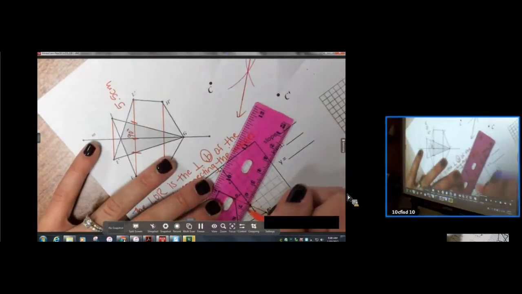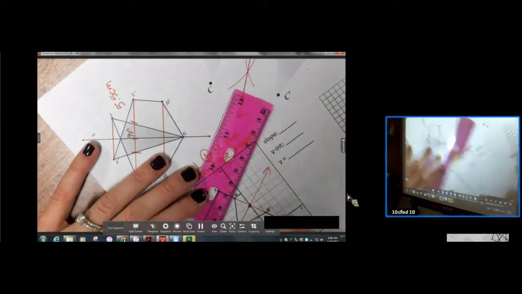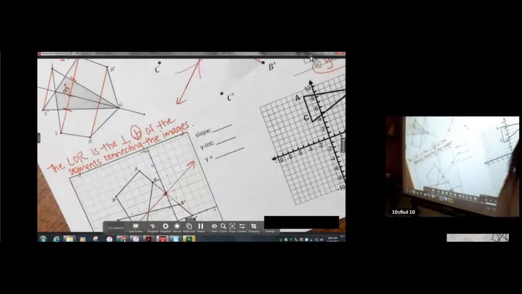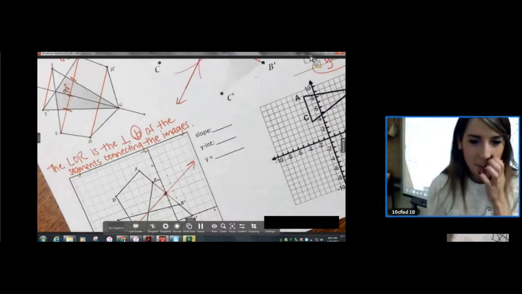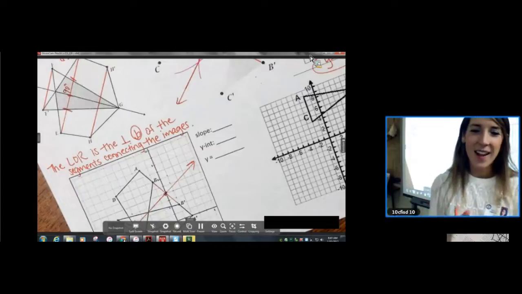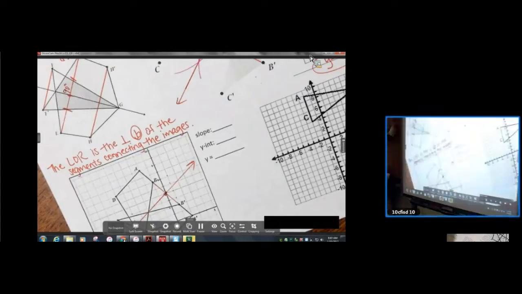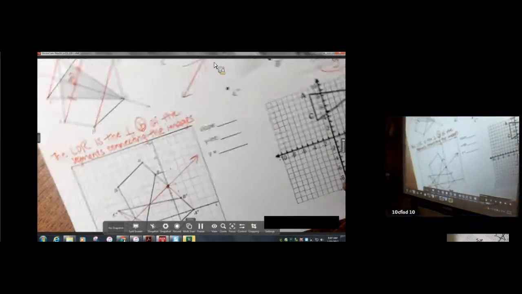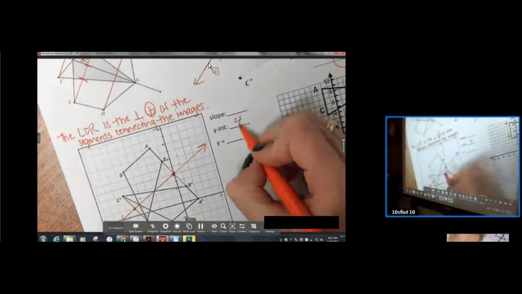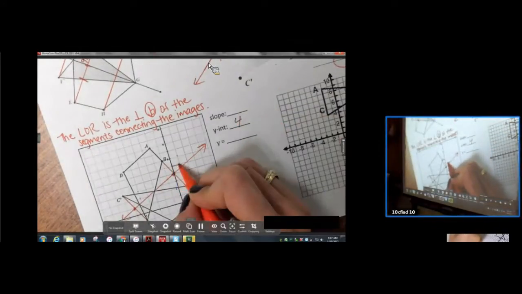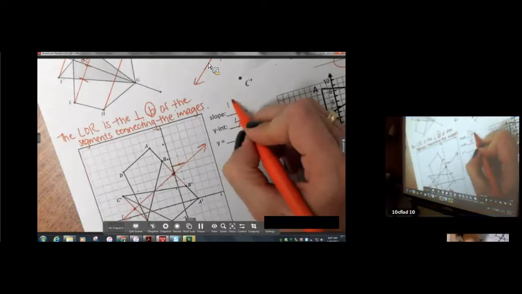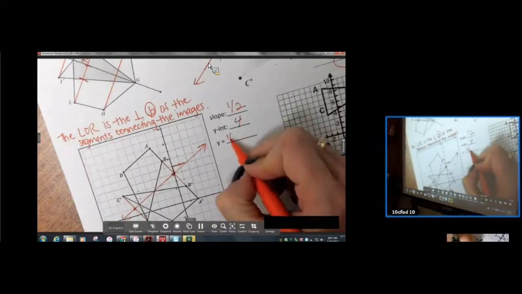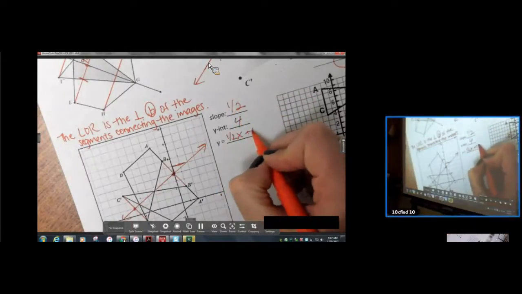And then Miss Tanton wanted you to write the equation of the line. Oh, you already got it. I didn't even ask, you're right. Y equals 1/2 x plus 4. So 4 is our y-intercept. Our slope is rise 1, run 2. Cool. So y equals 1/2 x plus 4.